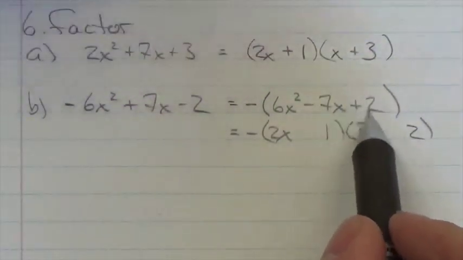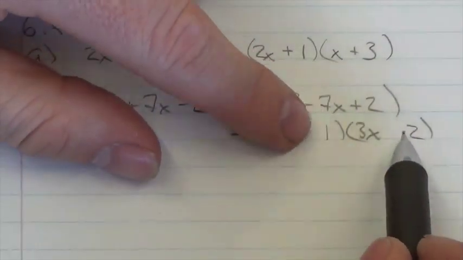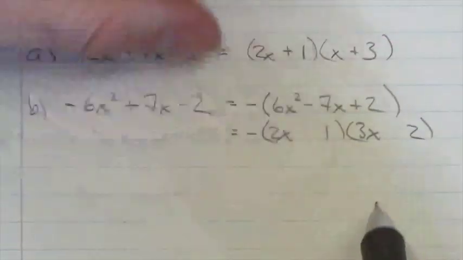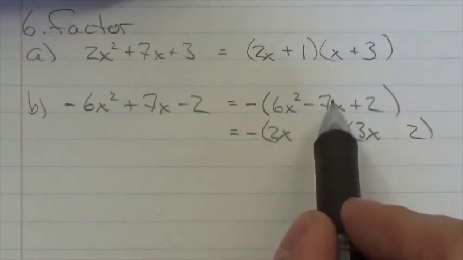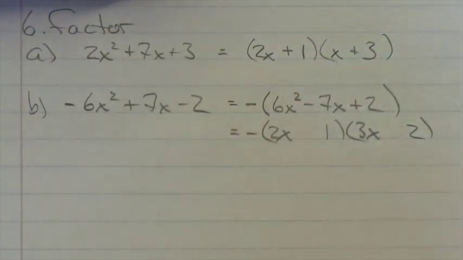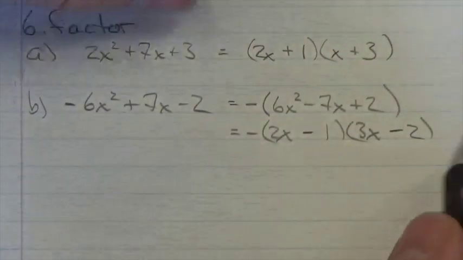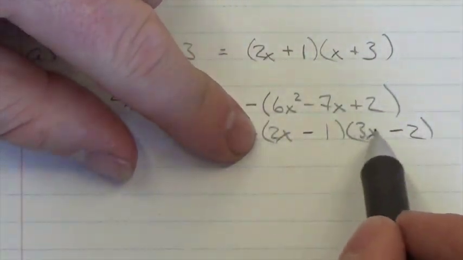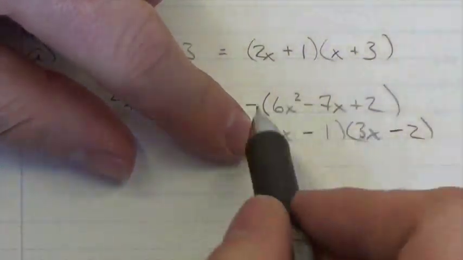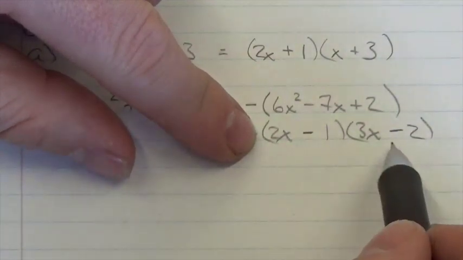Now, notice that the last term here is positive, meaning that these two values here are either both positive or both negative. And the coefficient of that middle linear term is negative. So these must both be negative here. Now let's just double check that. 2x times 3x is 6x squared. Good. 2x times negative 2 is negative 4x.